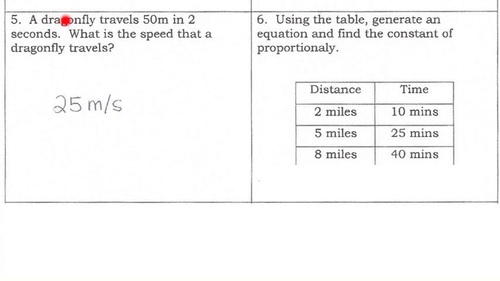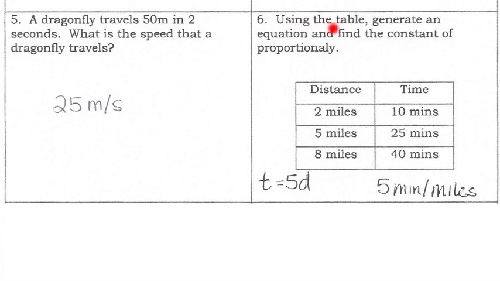Number 5, a dragonfly travels 50 meters in 2 seconds. What's the speed that the dragonfly travels? You have to find the unit rate. 50 divided by 2 will give you 25 meters per second, so your constant of proportionality is 25 over 1, or 25.